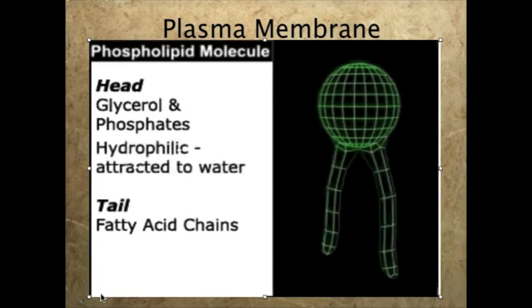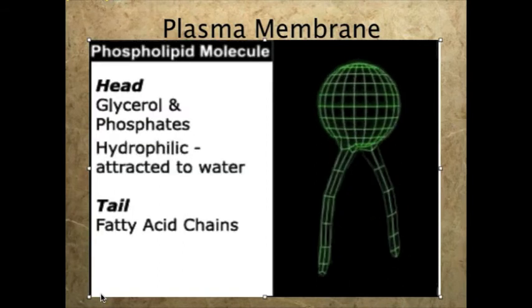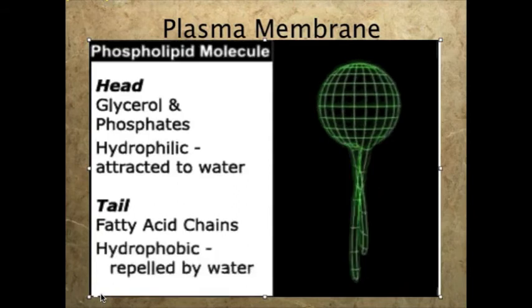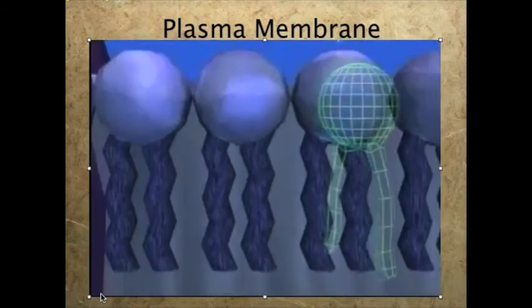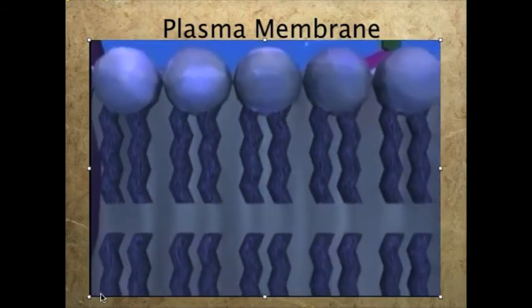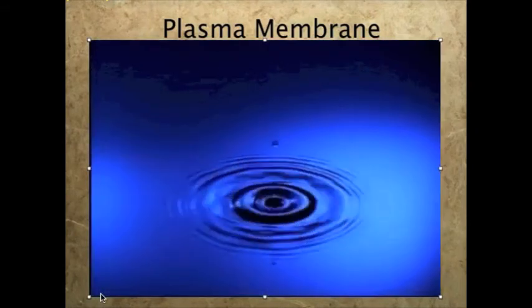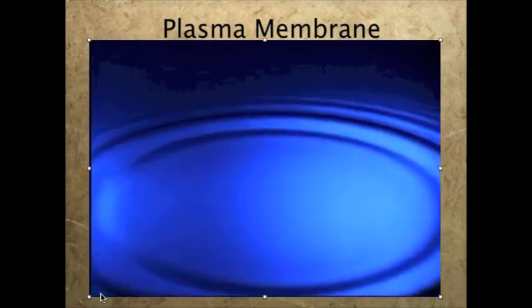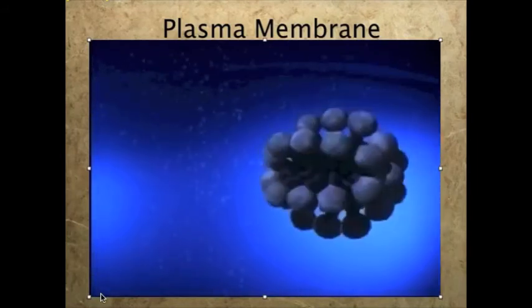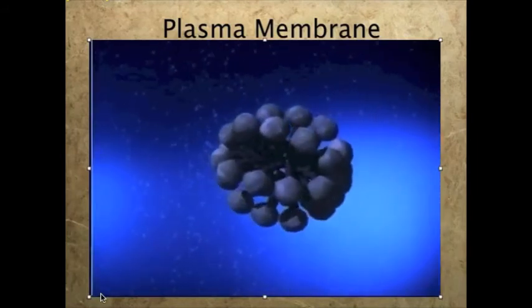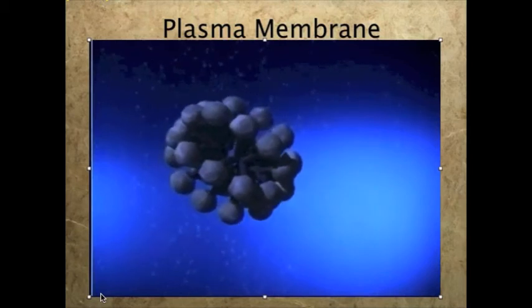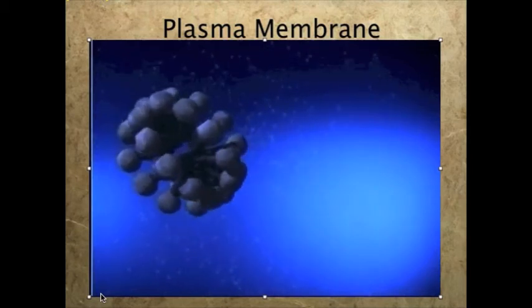The head is hydrophilic, attracted to water. The tail is hydrophobic, repelled by water. It is this property which allows for the unique molecular alignment that makes the plasma membrane. If a droplet of phospholipid was put into water, a micelle would form. A micelle is a sphere with the hydrophilic heads on the surface, the tails inside away from the water.